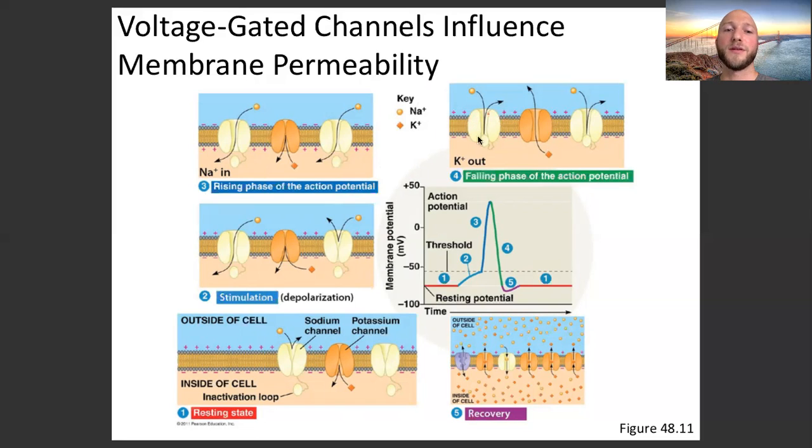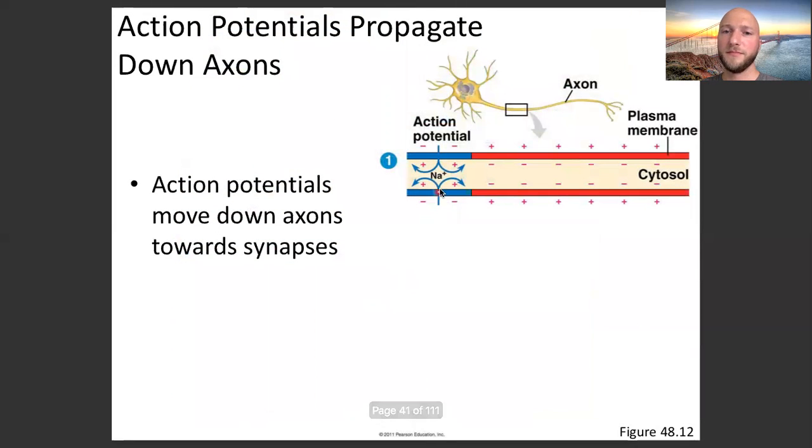Now, once we get up to the peak, we have the falling phase, where the inactivation gate prevents more sodium from coming in, and potassium starts rushing out. It drops the membrane potential, and then recovery, it all goes back to equilibrium. So right here, this is what I was just explaining with the cascading effect along the axon. So action potentials move down towards synapses.